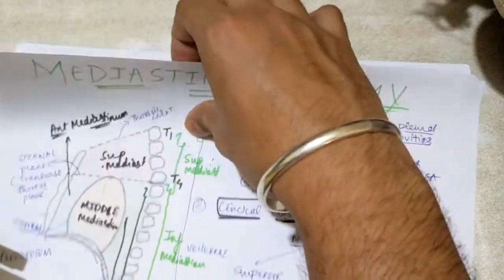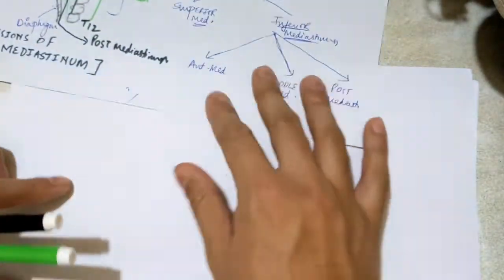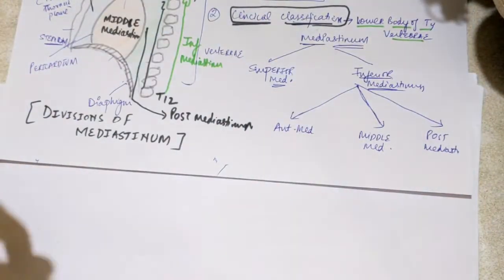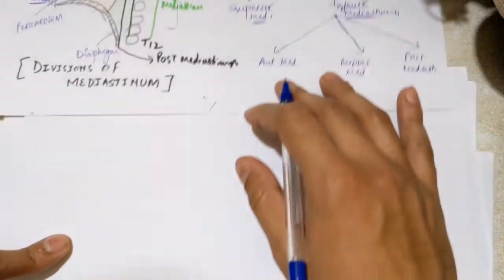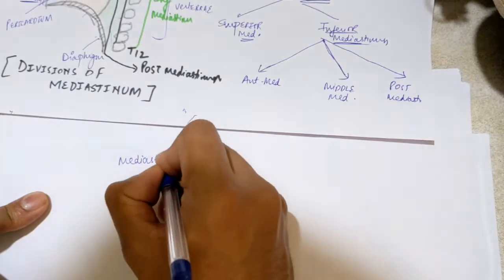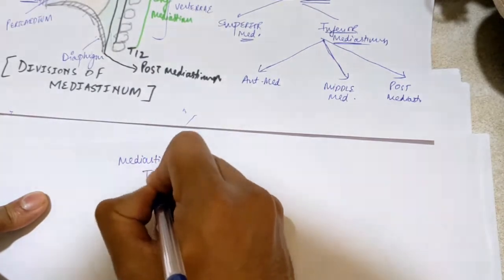And in the section of topography of mediastinum, now you can see topography is very simple. In this diagram you can see everything. In a simple way I am telling you the basic topography for your mediastinum.